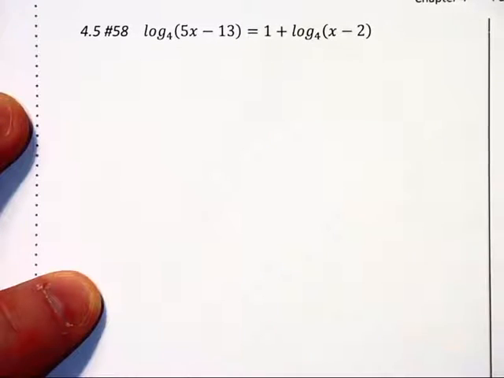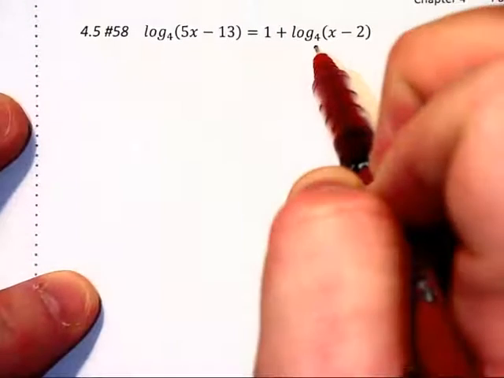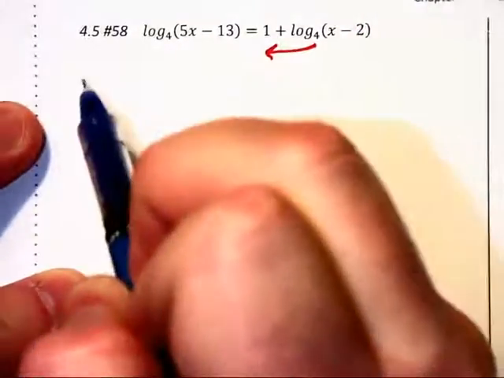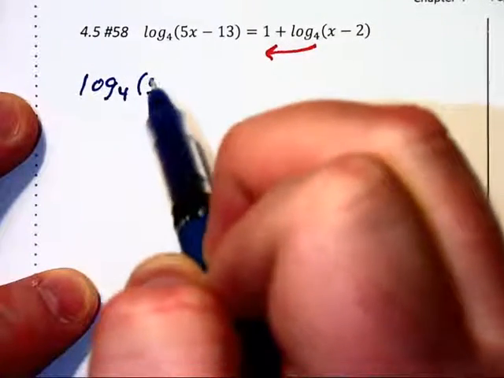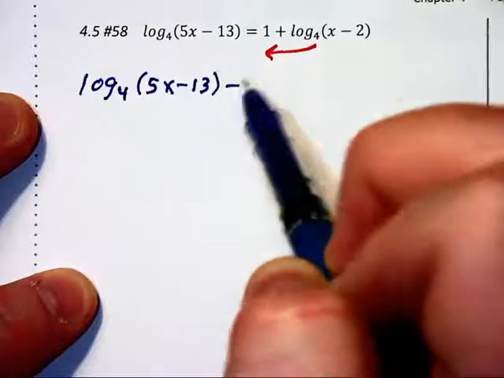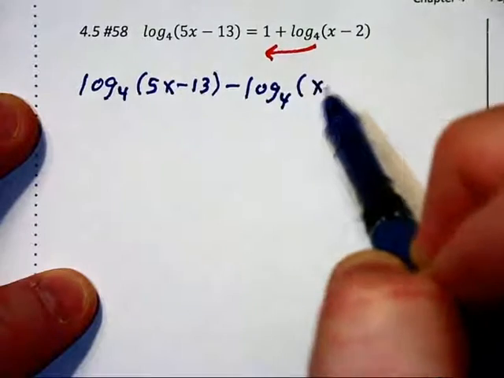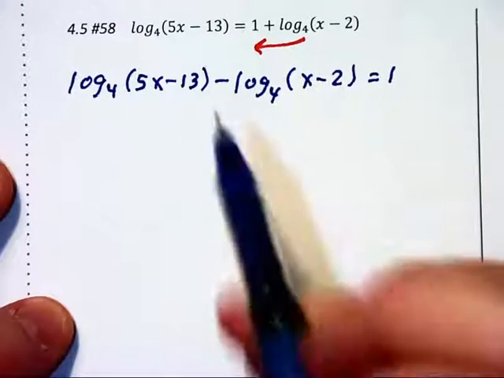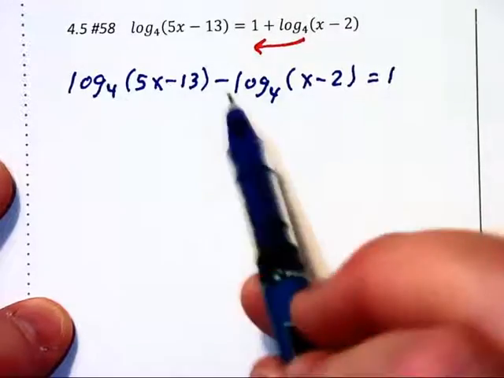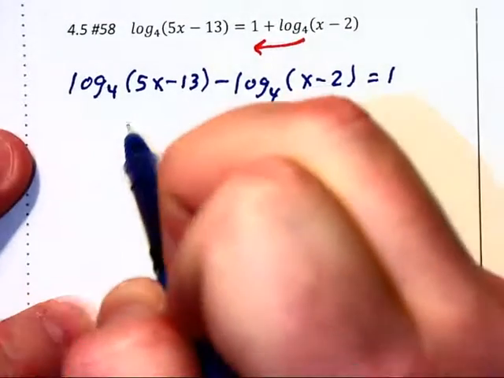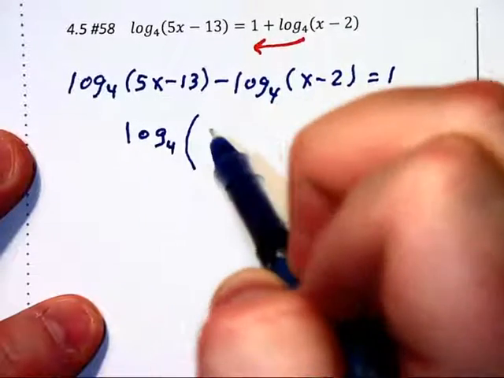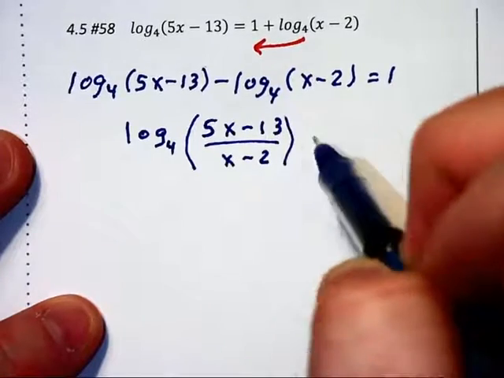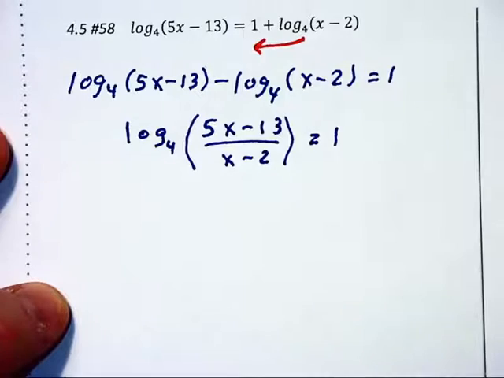Okay, another logarithmic equation, and this time we have logs on both sides, but we've got a 1 there that doesn't have a log on it. So what I'm going to do is bring the log from the right over to the left and get the logs together. That will give us log base 4 of 5x minus 13 minus log base 4 of x minus 2 equals 1. And one of our properties of logarithms is that when we subtract, we can change this into the log of a quotient. So we can write this as log base 4 of 5x minus 13 over x minus 2 equals 1. Now we've got all the logs in one place.